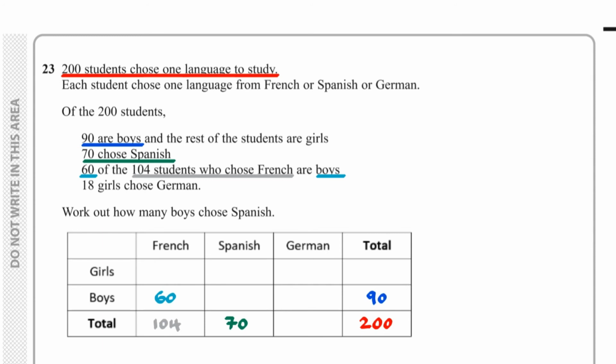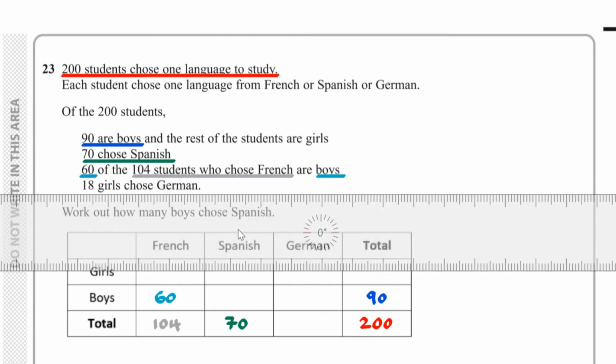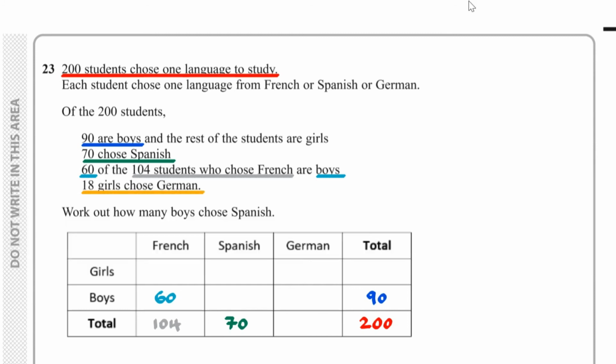We also know that 18 girls chose German. So we have 18 girls who study German. So now we can fill in the rest of the information. 104 take away 60 is 44, so we've got 44 girls who study French.